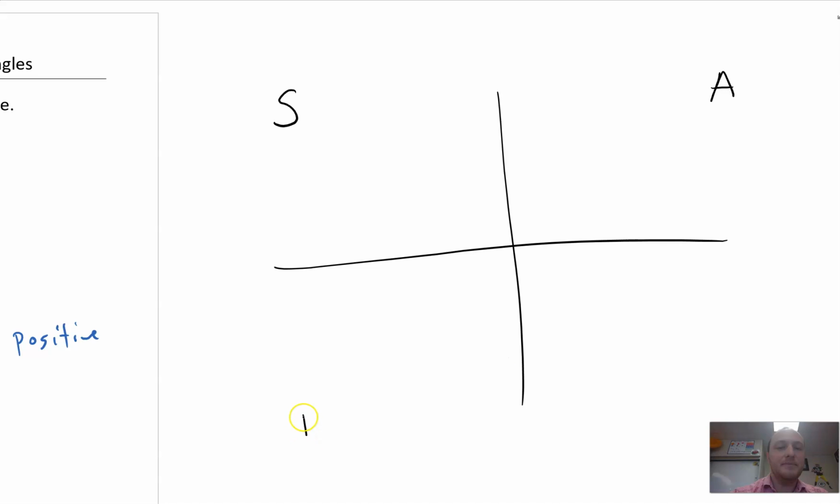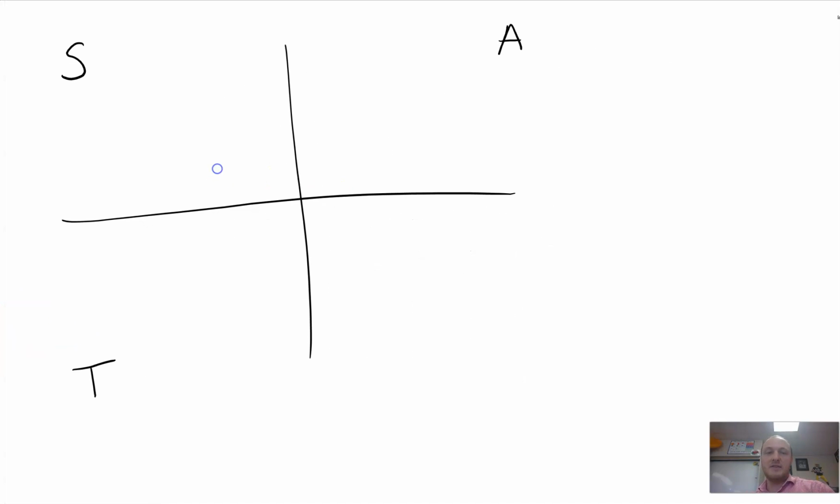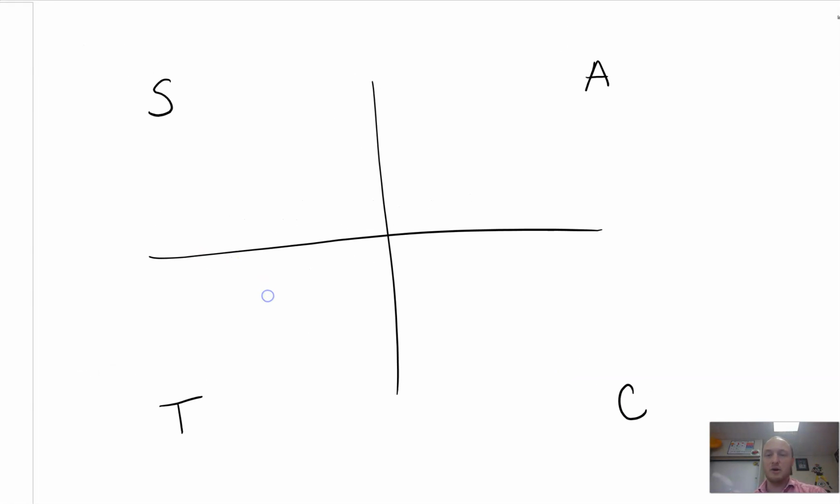In quadrant 3, you would say that everything's negative except tangent. Tangent is sine over cosine, so negative over negative gives you a positive. So tangent is actually positive in quadrant 3. And then in quadrant 4, you have C: cosine is positive in quadrant 4. Your sine's negative, right?